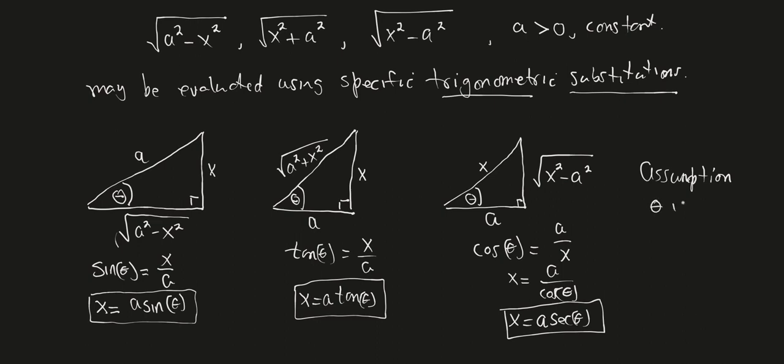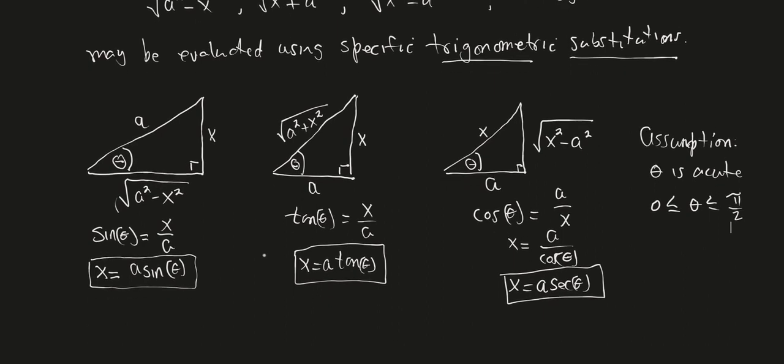So theta is acute, which means all our ratios are positive. And again, it makes sense since we're using this right triangle to get the relationships between theta and our x. All right, so let's look at some examples here.